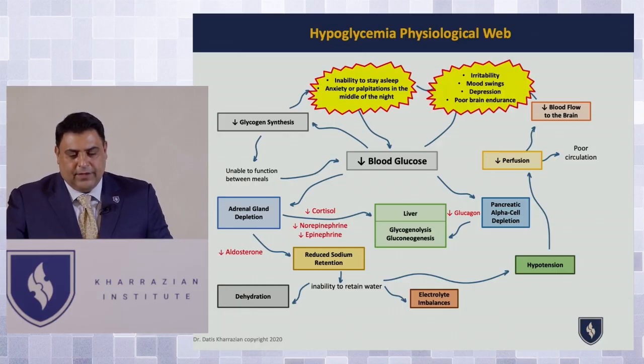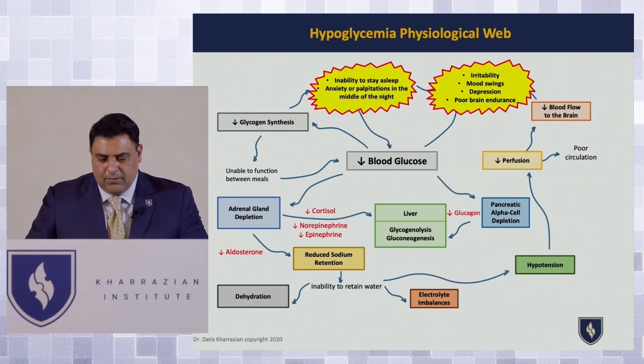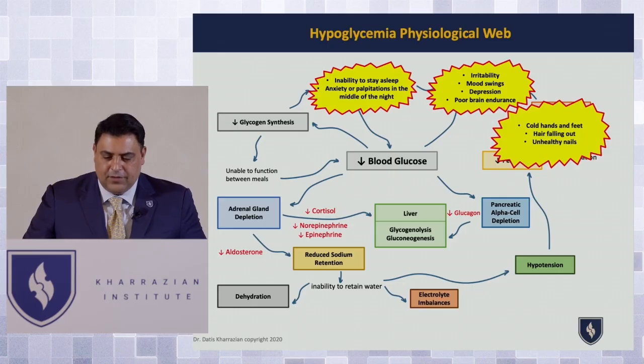They might start to complain, or you might see them irritable, with mood swings, drops, depression. They may even bring their own snacks because they know that's going to happen, and in the middle of the history exam they say, do you mind if I have a snack? Those are clues to you that their blood sugar is very low. And as blood flow decreases to the brain and tissues, they have cold hands, cold feet, hair falling out, unhealthy nails. Those are the chief complaints.